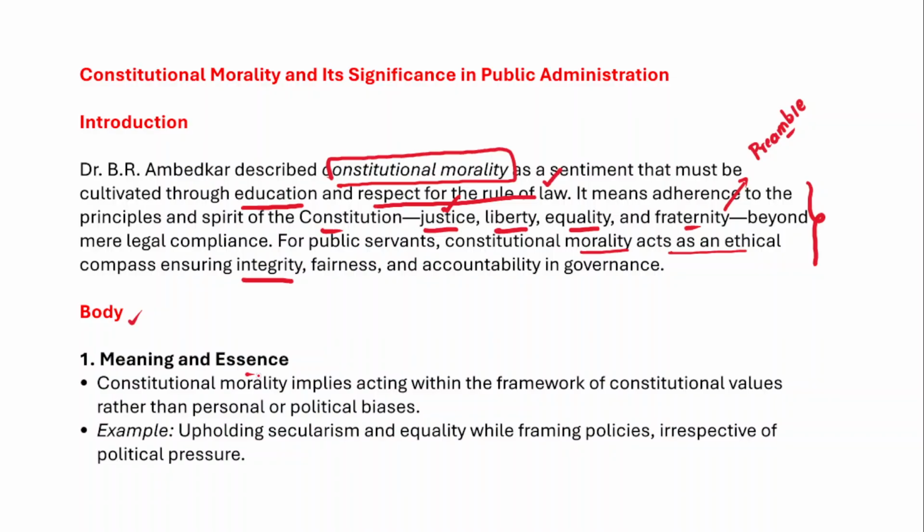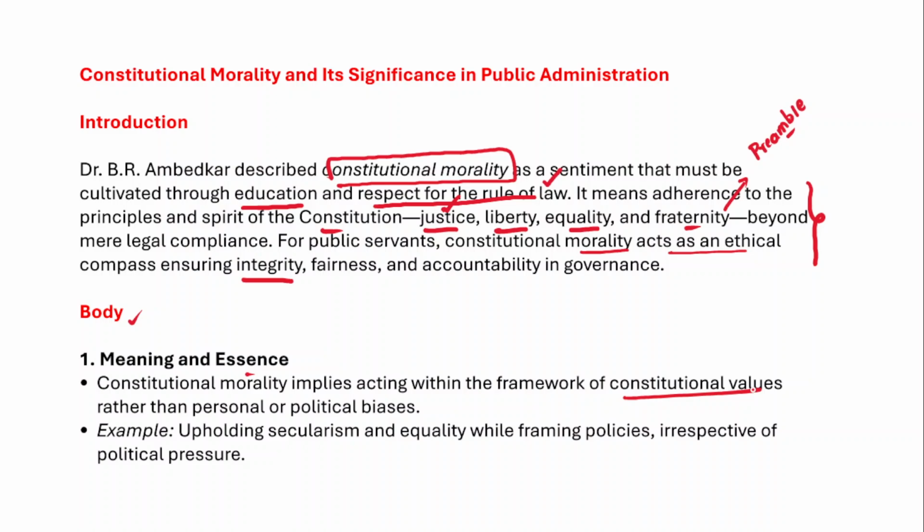Now, in fact, the constitutional morality deals with the constitutional values, and the constitutional values are supreme over the personal values, personal interests, and the political interests. So this is how you can define the constitutional morality.